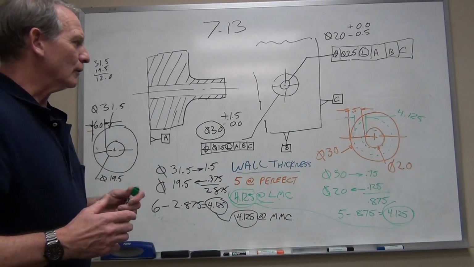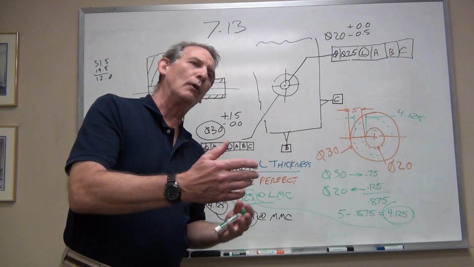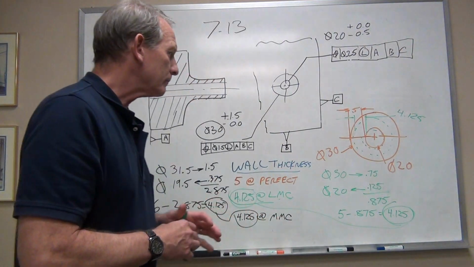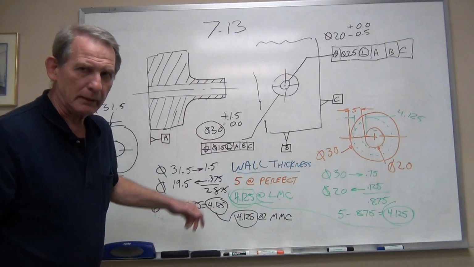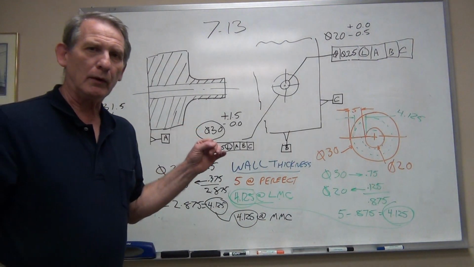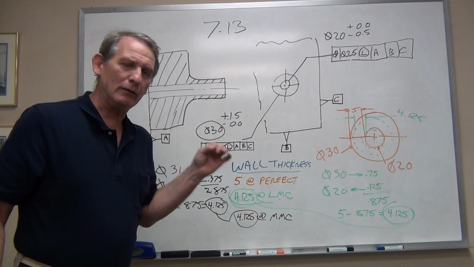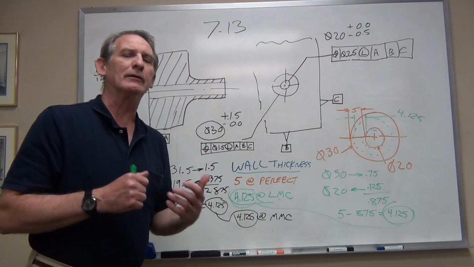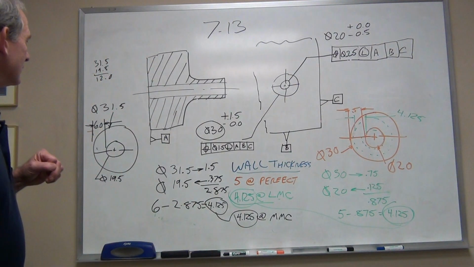Okay, so now let's look at the other condition where we get away from least material condition and we go to maximum material condition. That means that the tolerance zone is going to get bigger on a 1-for-1 basis. And what we want to make sure is that if that tolerance zone gets bigger, the wall thicknesses are not going to get thinner and thinner.